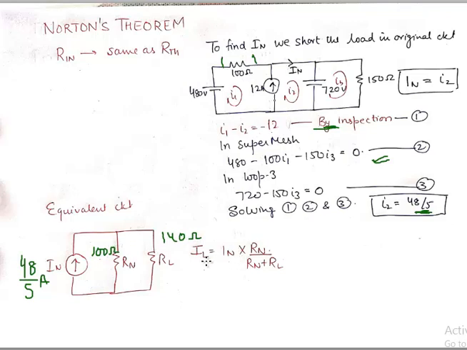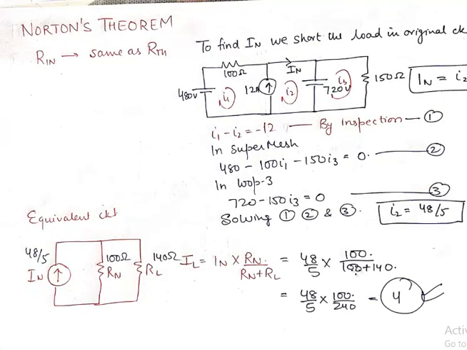Now substituting these values here, let's see, I get the total current into opposite branches resistance upon opposite branches resistance plus my resistance, simply the current division rule, and that gives me an answer 4. So Norton theorem also gives me the same answer.